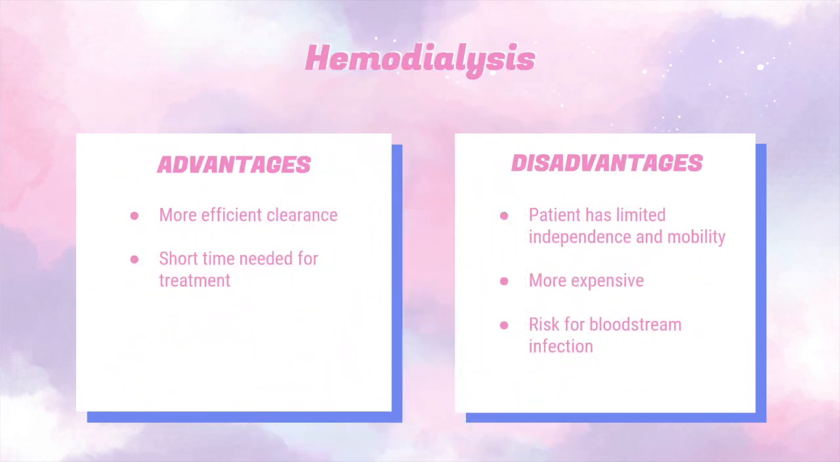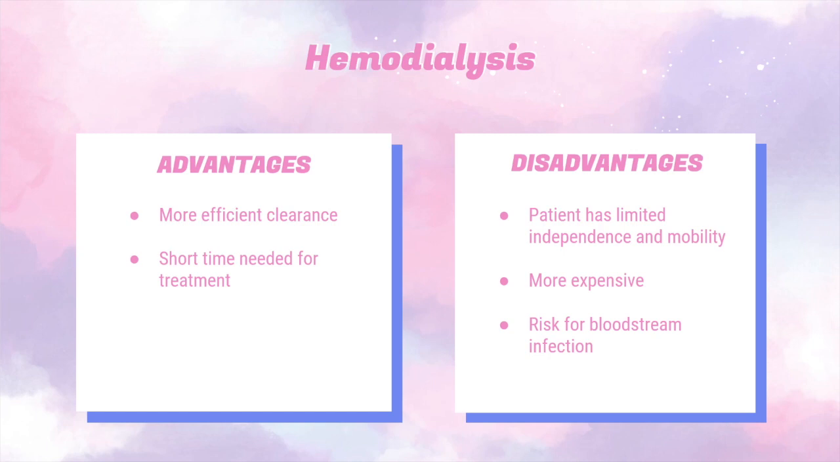For the advantages of hemodialysis, first, more efficient clearance. Second, short time needed for treatment because the procedure in a dialysis center usually involves using a dialysis machine 3 times a week, with each session usually lasting about 4 hours. For the disadvantages, first, the patient has limited independence and mobility because since the elimination of waste is done by a machine, you will have to go to a hospital or a dialysis center on a set schedule.